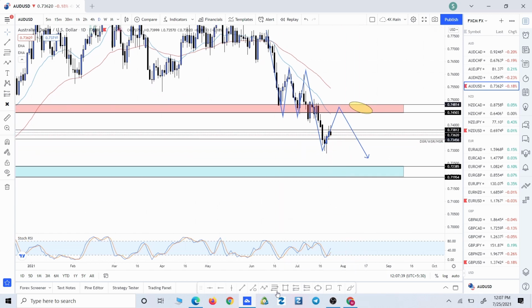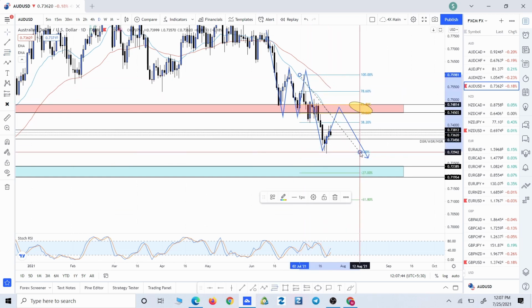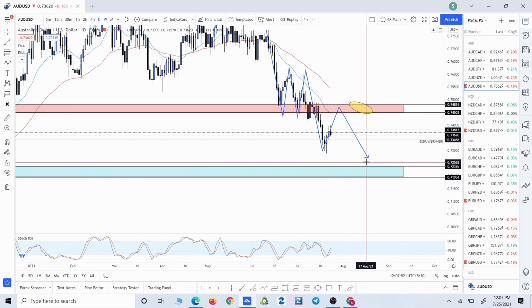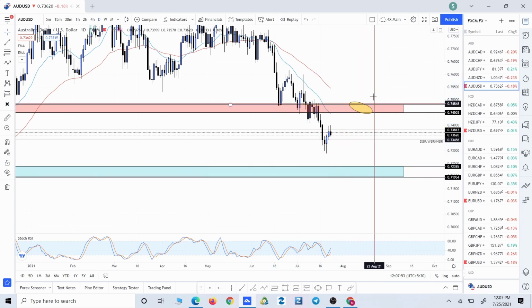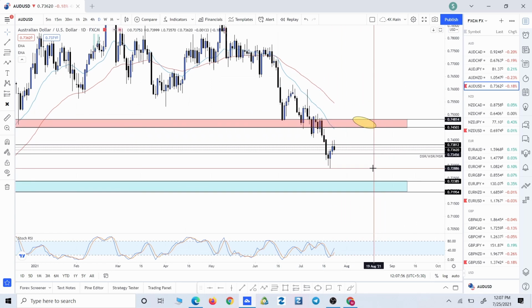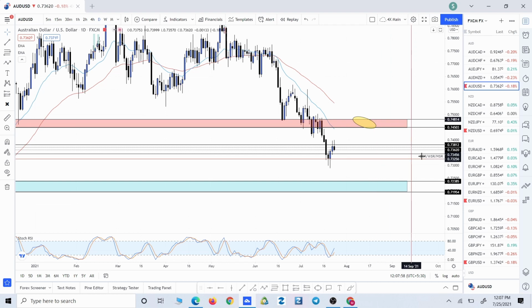On top of that, if we check Fibonacci retracement from the recent swing high to the swing low, we see that it's a 50 to 61.8% Fibonacci retracement zone. So we will be waiting for the price to retrace back to this red zone or the yellow circle to look for a possible short opportunity.